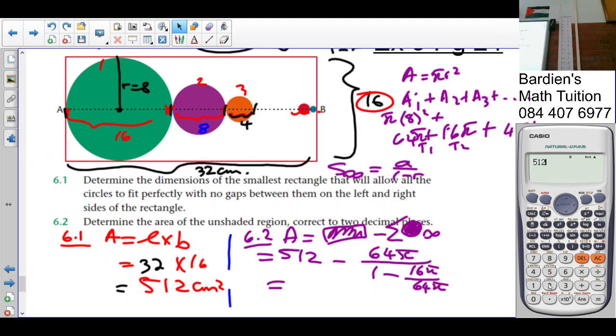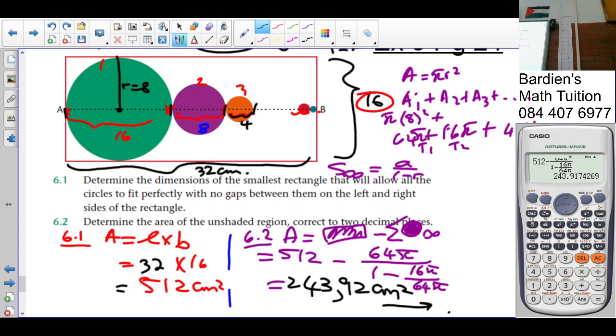So it's going to be 512 minus the fraction 64 pi over 1 minus 16 pi over 64 pi. It's going to give you 243,92 centimeters squared.